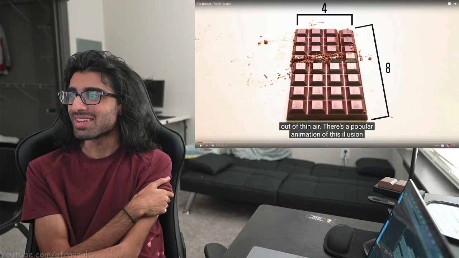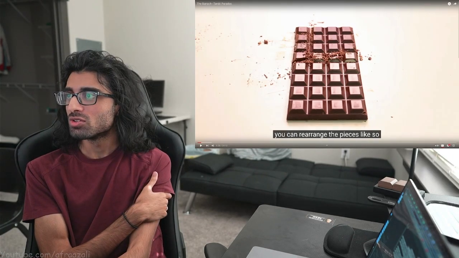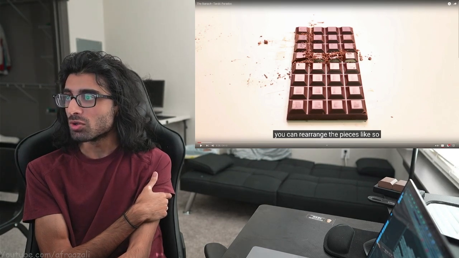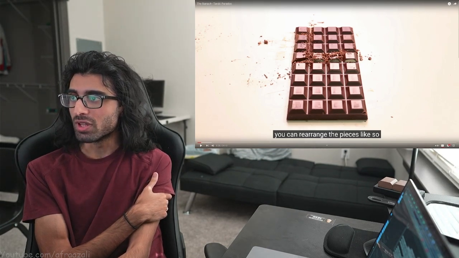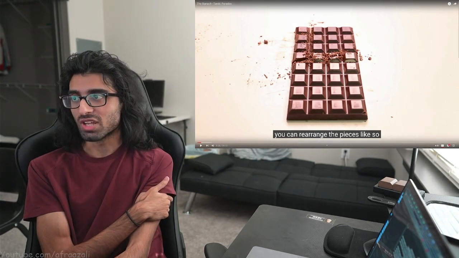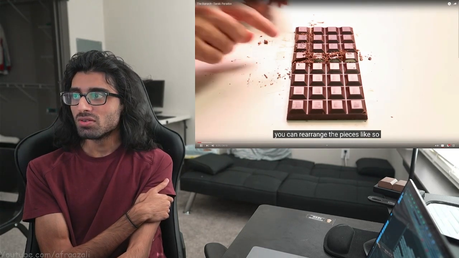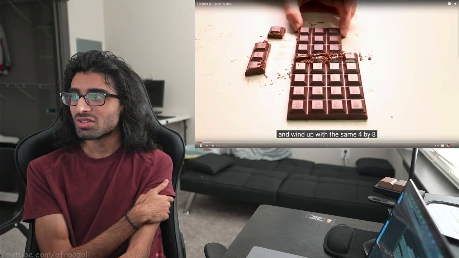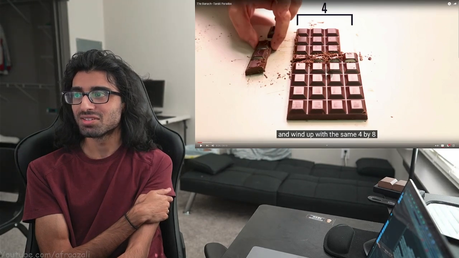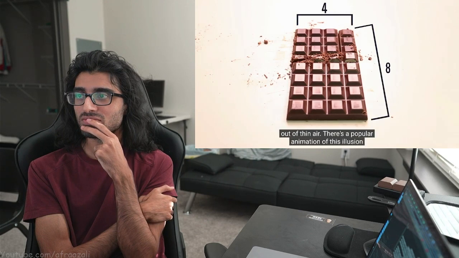It's crazy because it's so blatant. When you know the trick, it's so blatantly obvious. So there's one, two, three, four indents, right? And this is not a full one. Over here, you look at this one, this is not a full indent. This is like a half of an indent. It technically should be precisely a half, but it looks like it's a little bit less than a half. Maybe just the angle. Arrange the pieces like so, it's four indents. Oh, look at that. There's a little less now, a little less. Same 4 by 8 bar, but with a leftover piece apparently created out of thin air.